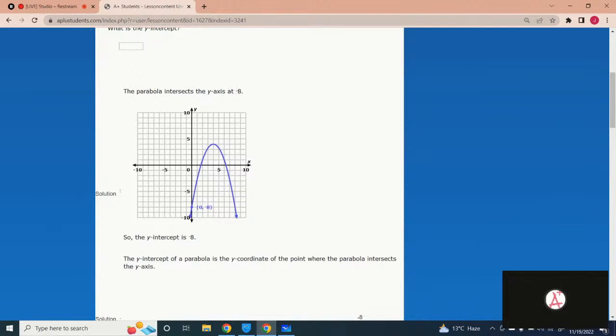The y-intercept of a parabola is the y-coordinate of the point where the parabola intersects the y-axis. So that means the y-intercept is the point where the parabola intersects the y-axis. Got it? This is actually the definition of the y-intercept. You can note down the definition. The y-intercept is the y-coordinate of the point where the parabola intersects the y-axis. Got it?